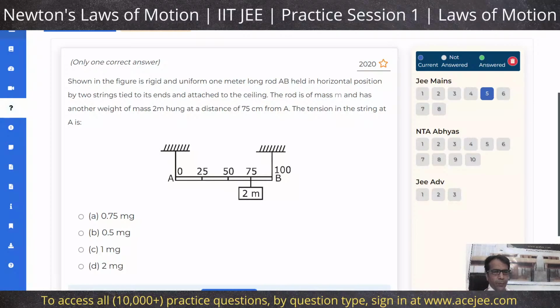So can I provide some thinking points? So Peter, you can write one equation, a force balance equation in the vertical direction, right? So tension T1 plus T2 must be equal to 3 mg. Okay, so that is your first equation. How many unknowns are there? There are two unknowns, T1 and T2.